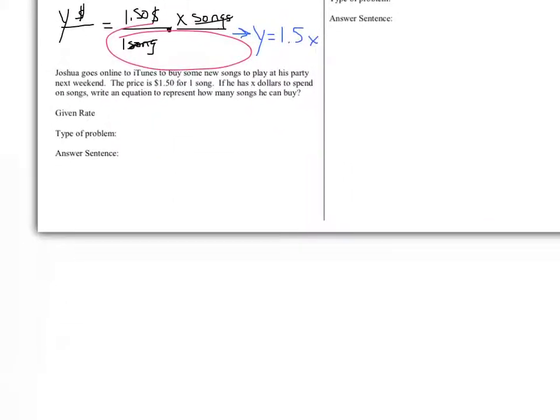All right, so here we have something that looks almost exactly the same. In fact, the first two sentences are exactly the same. It says Joshua goes online to iTunes to buy some new songs to play at his party next weekend. The price is $1.50 for one song. If he has x dollars to spend on songs, write an equation to represent how many songs he can buy.